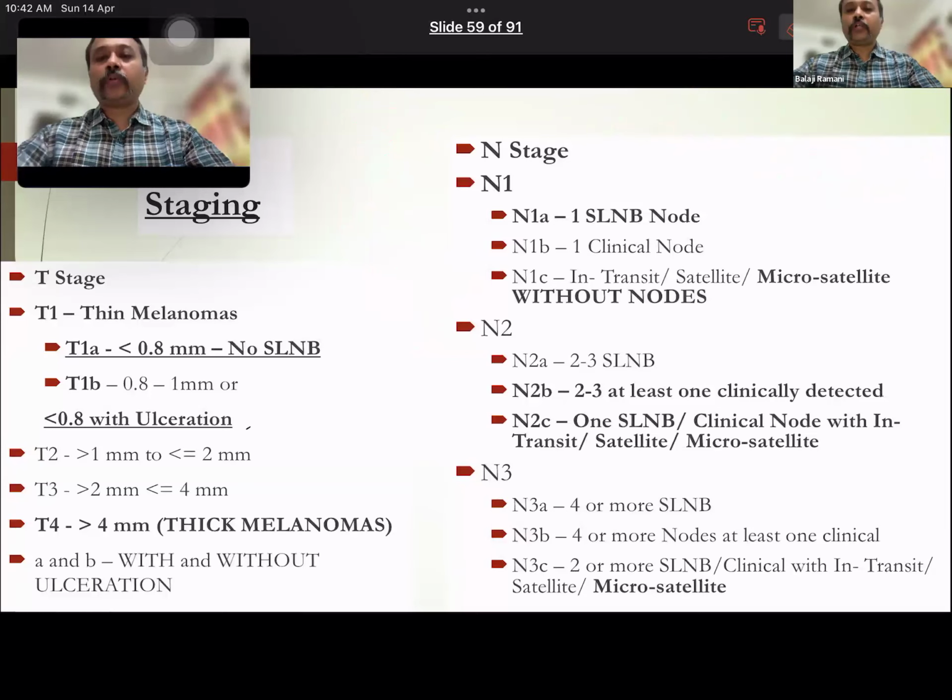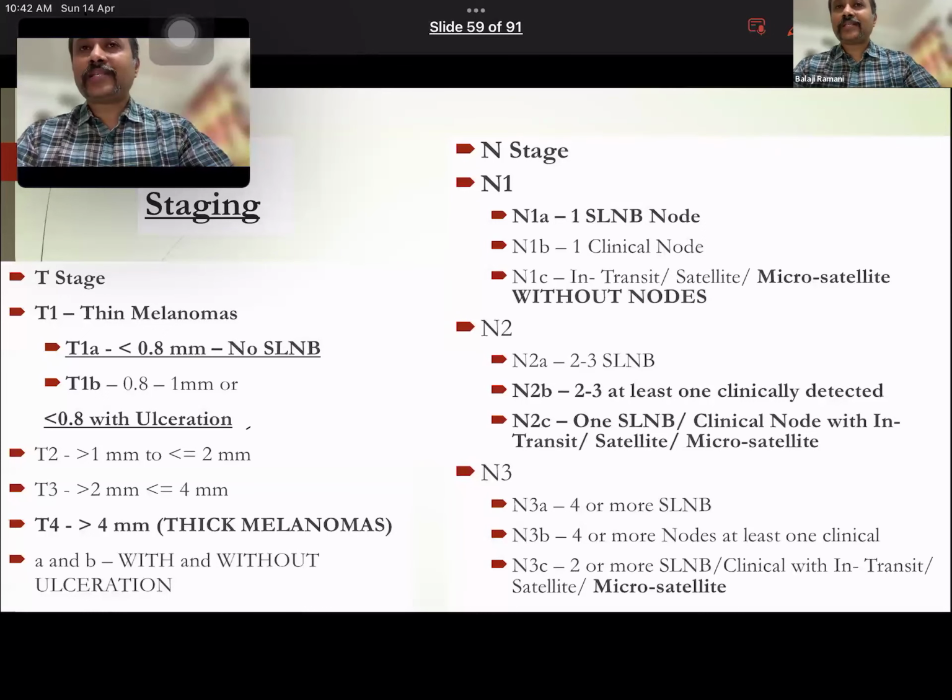Now going on to the N staging. N staging also has a similar thing. In essence, N1 is equal to 1, N2 is equal to 2 to 3, and N3 is going to be 4 or more. So this is the number-wise thing. Then you have your ABC. In ABC, A is going to be detected by SLNB, and C is going to be the presence of satellite nodules or in-transit metastasis.